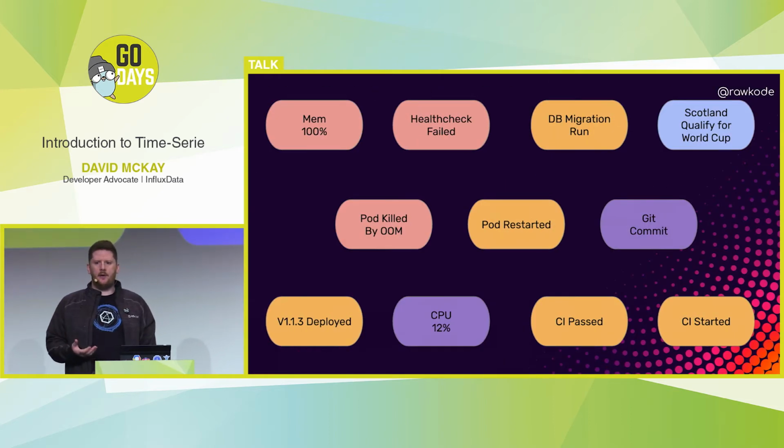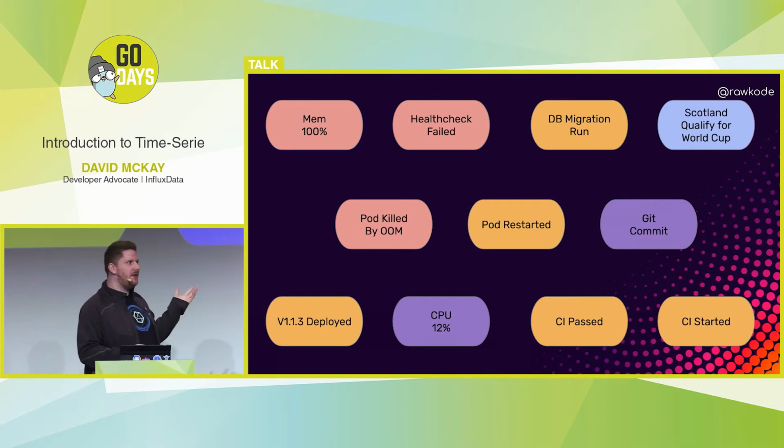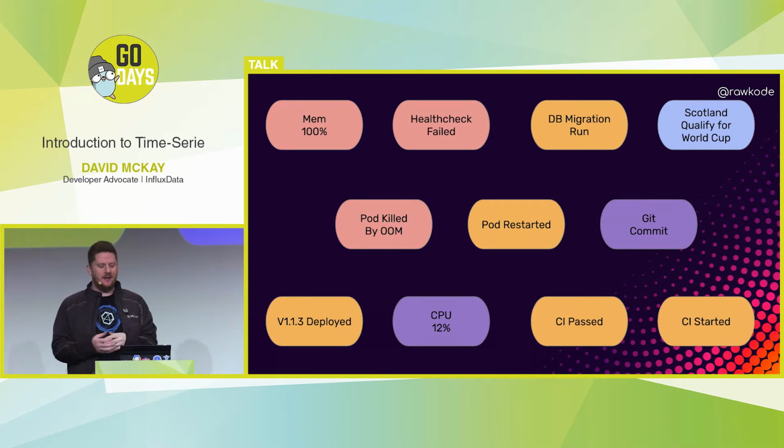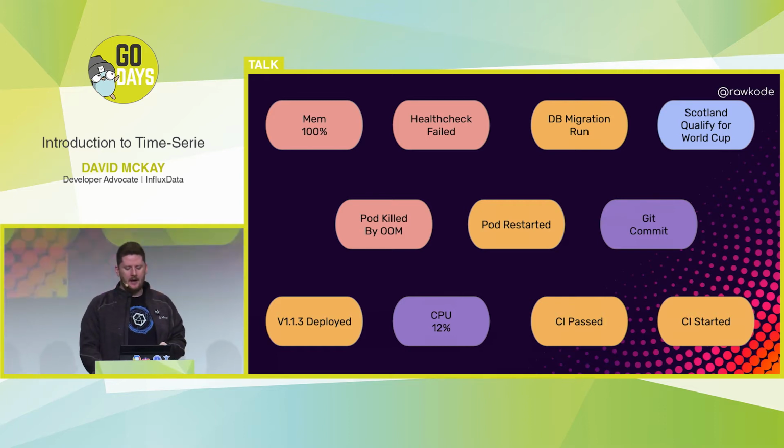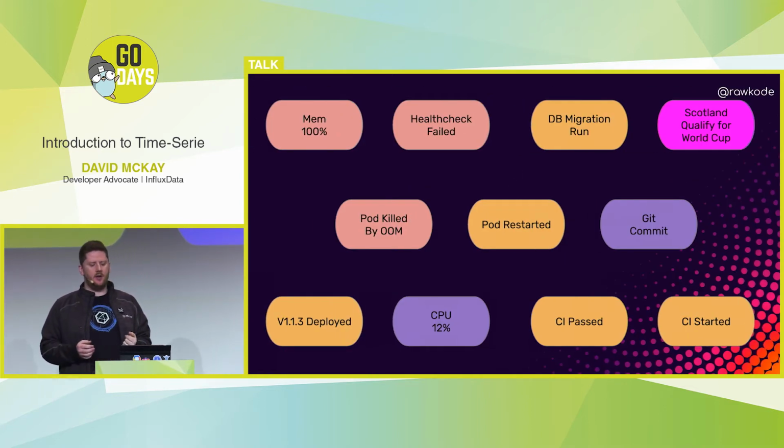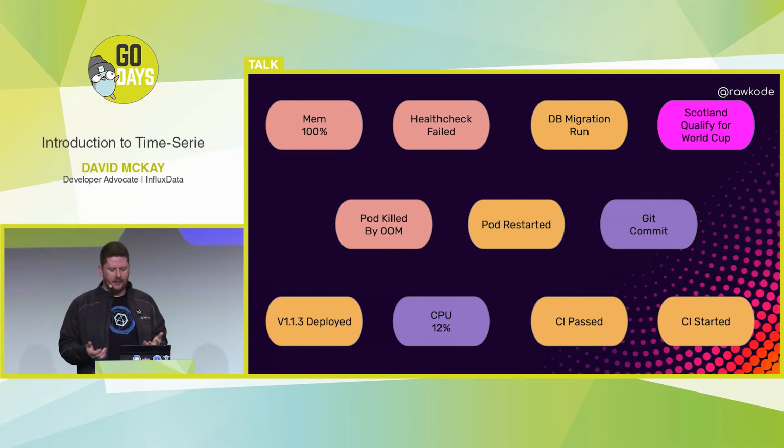What we have in purple are events that shouldn't really mean anything. If a git commit has any sort of dangerous effect on your infrastructure, unlikely. CPU usage being at 12%, is that a cause for concern? Hopefully not. And then the red herring, the pink one, Scotland qualifying for a World Cup, that's never going to happen.